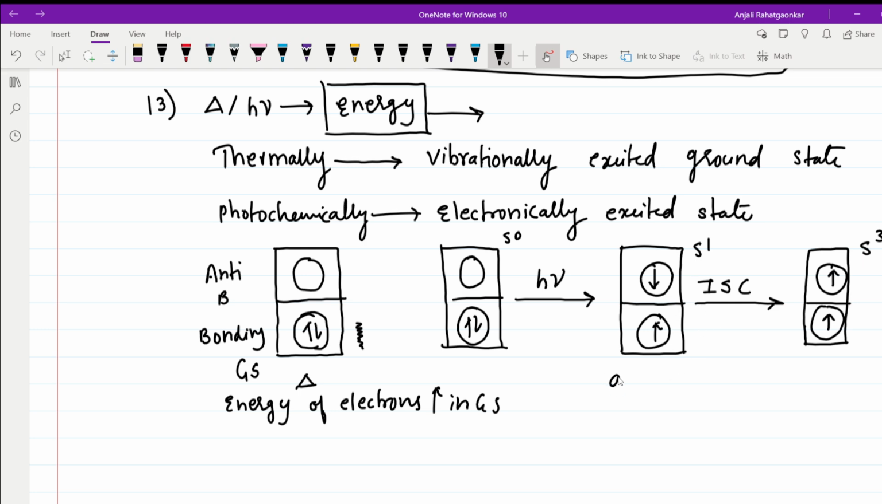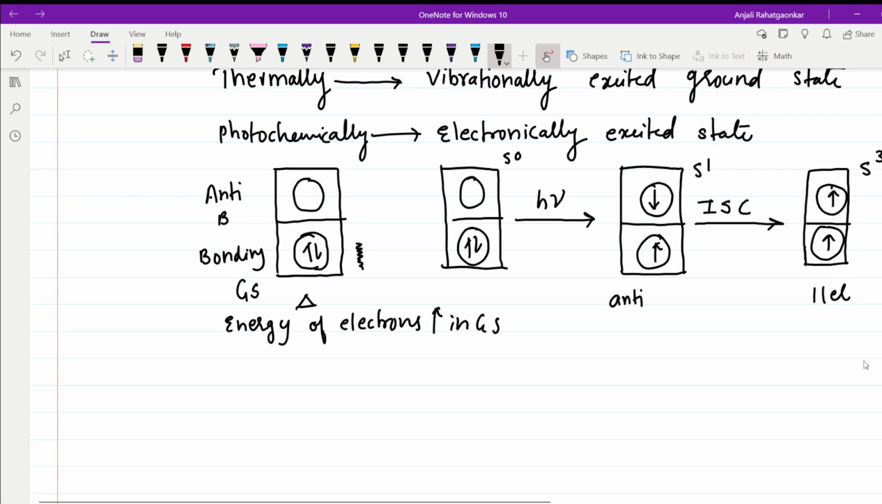So here they are anti-parallel, they are anti to each other, and here they are parallel to each other. Now in both the cases we can see that this is a bonding orbital and these are the anti-bonding orbitals. So what is the difference between thermally induced reaction and the photochemically induced reaction?